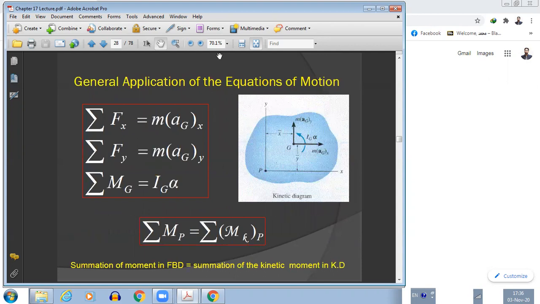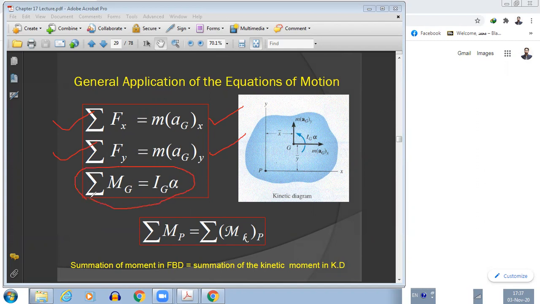So the three sets of equations that we are going to have here will be, in the x direction, summation Fx equals m ax, summation Fy equals m ay. These two we used to have before, but previously we did not have this third equation, which is the summation of moments equals IG alpha.